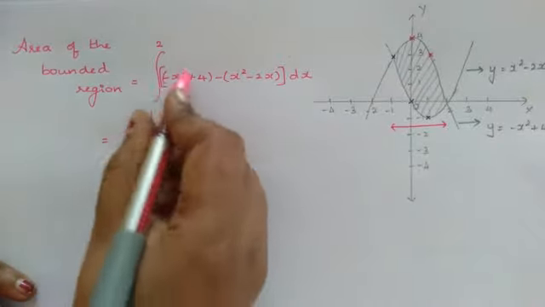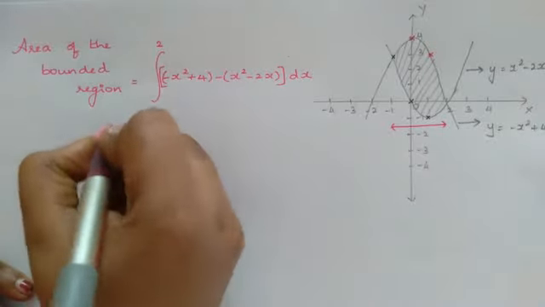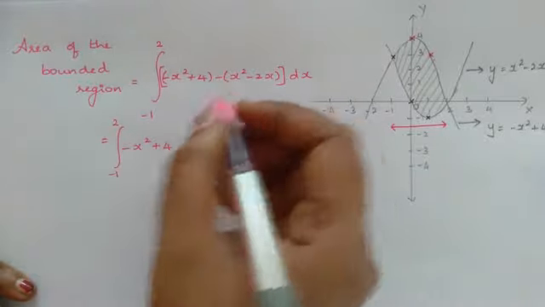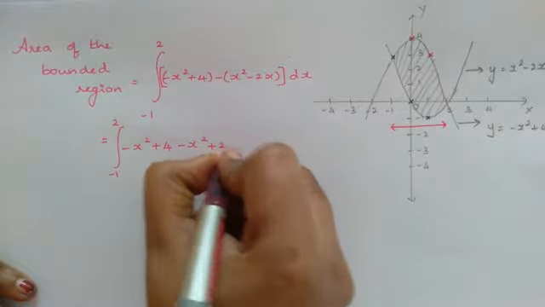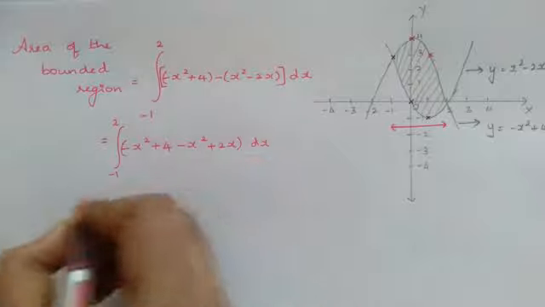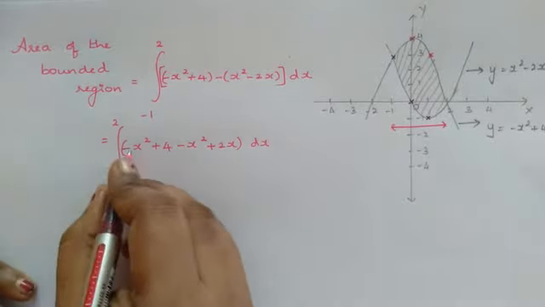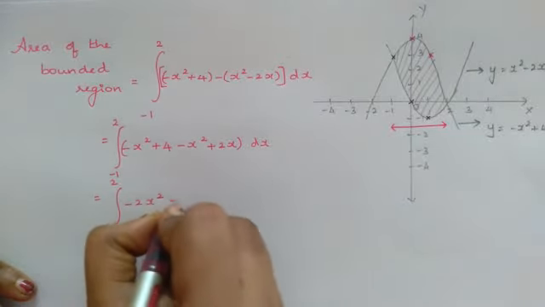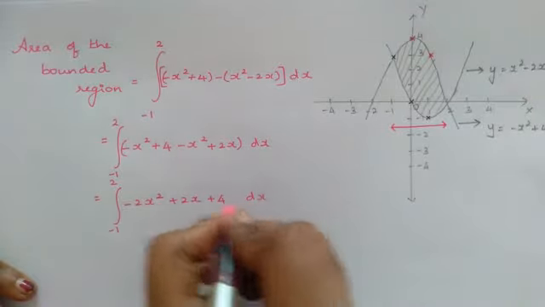So this is minus x square. First let's simplify and then integrate. So this is integral minus 1 to 2, minus x square plus 4. Take the negative sign inside, it goes as minus x square plus 2x dx. Nothing is possible to cancel. So let's simplify. Minus 1 to 2. Minus x square minus x square becomes minus 2x square plus 2x plus 4 dx.